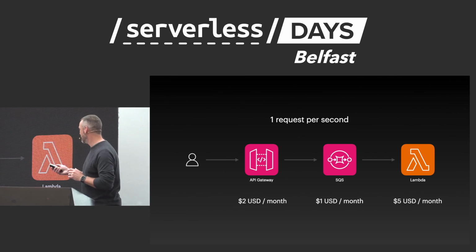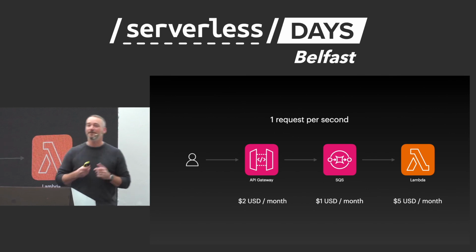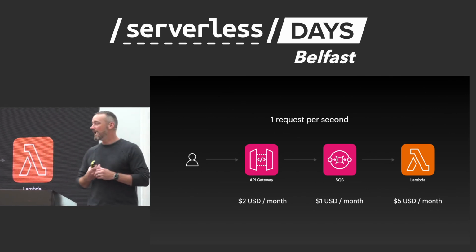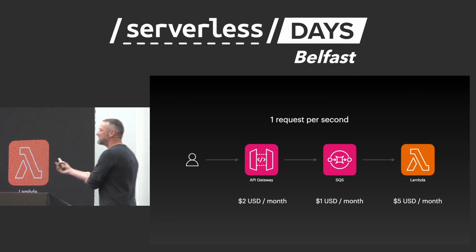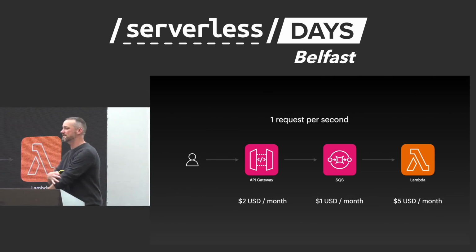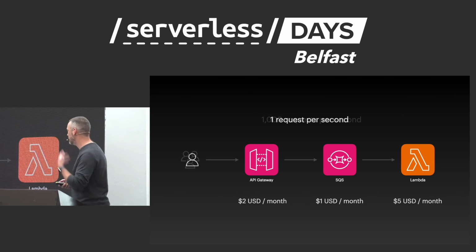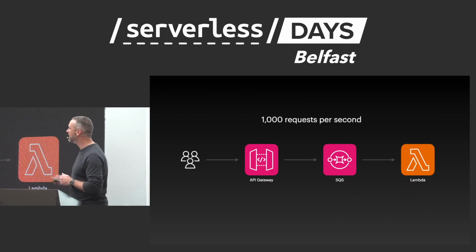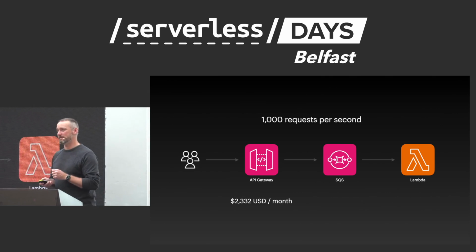I have to use dollars, because it's the only thing I understand. And then Lambda will cost you maybe $5 a month to process that. Now, that's if you're not using any batching, but if it's one request per second, maybe you wouldn't use batching if you want the throughput to be there. Okay, what if it was 1,000 requests per second?